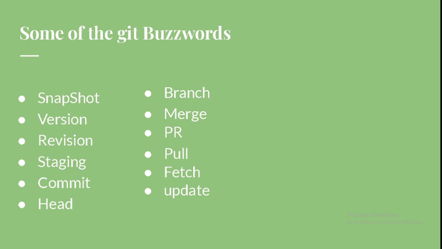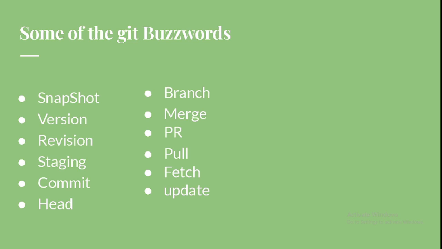The last three bullet points are pull, fetch, and update. Pull, fetch, and update are almost synonymous. Pull is the mix of fetch and update. It means if in a local git we write git pull, that will pull all changes, whether new branches or existing branches, whatever changes occurred in the remote by the other developers. All those changes come from the remote branch to the local branch.